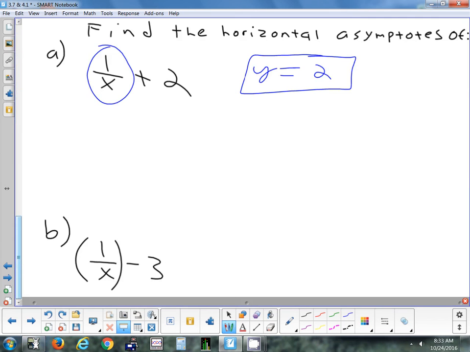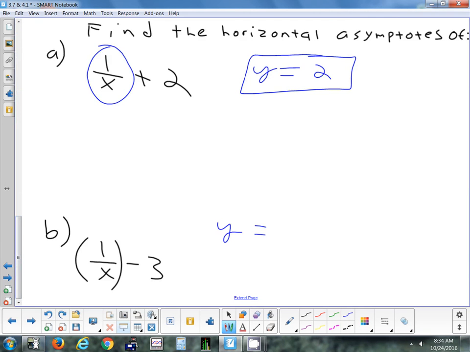All right. How about this one? What's going to be my horizontal asymptote here? Yeah? -3. Yeah, it's going to be y equals -3. Anything that has a variable in the bottom of a fraction, if you let that variable get huge, the fraction disappears, because you're dividing by a huge number.